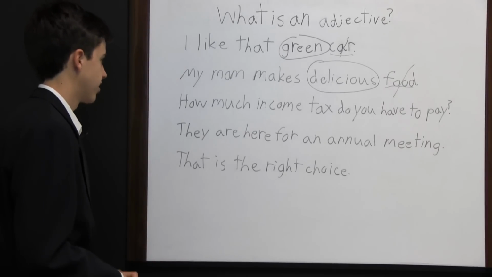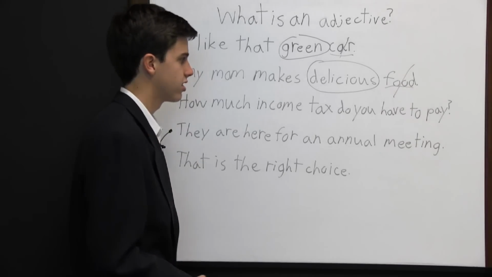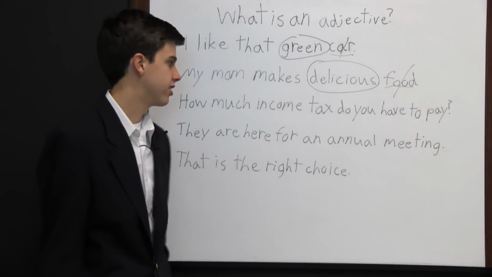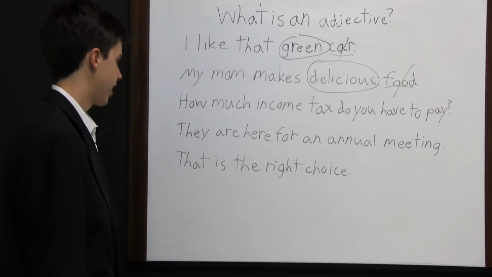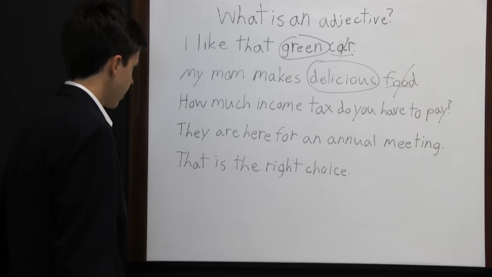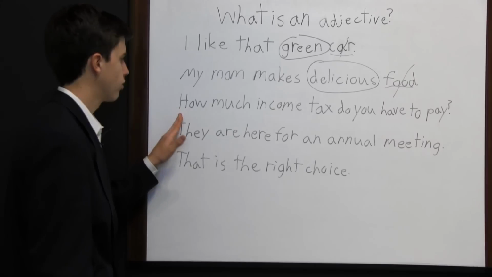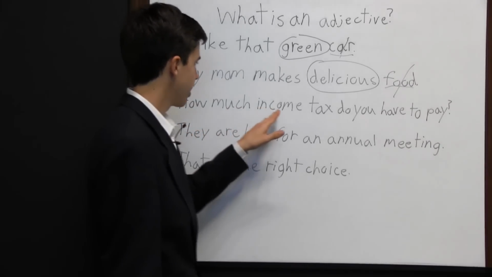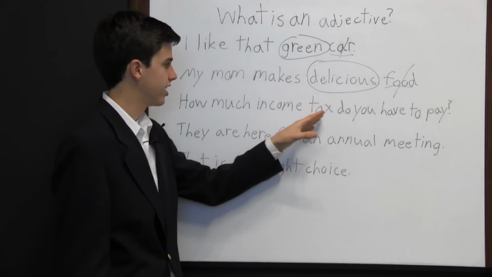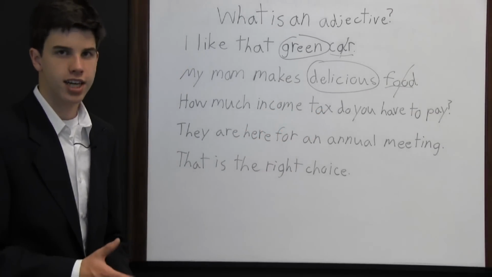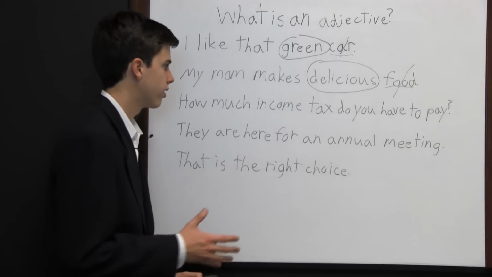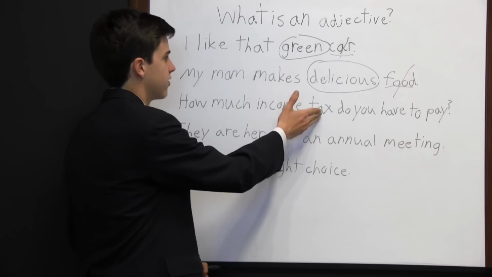Let's take a look at this next example. How much income tax do you have to pay? Now, this adjective is not as easy to find as other adjectives we've been looking at. So let's look closely at this sentence. We're continuing through this sentence, just one word at a time. How much income tax? Now, if you stop right here, you realize that income is describing tax. A lot of times, an adjective answers a question, like who, what, when. So in other words, we're saying, like, what kind of tax is here?